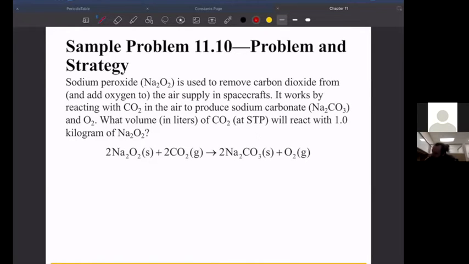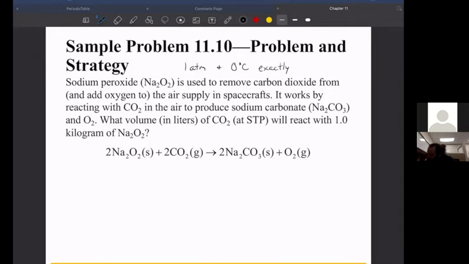And we are given our starting value of sodium peroxide, and what we want is the volume of CO2 that's going to react along with it. And it says STP, that's standard temperature and pressure. Standard temperature and pressure is 1 atm and 0 degrees Celsius exactly. Really, when we say STP, we mean exactly 1 atm and exactly 0 degrees Celsius. What we really mean is we're not going to let that limit our sig figs.